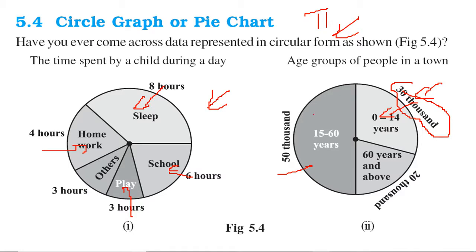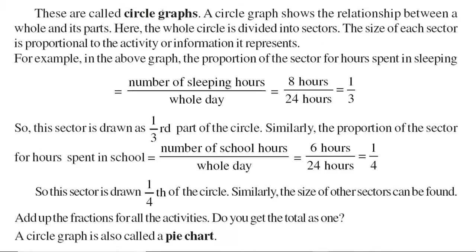I'm just giving you a few ideas. This can be 50,000, the numbers, or this can be the amount they have. So these are called circle graphs. A circle graph is basically a relationship between the part and the whole. So we divide the circle into different sectors. This is called a sector. The size of each sector is proportional to the information or the quantity it has.